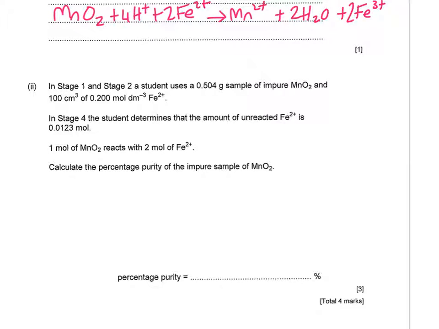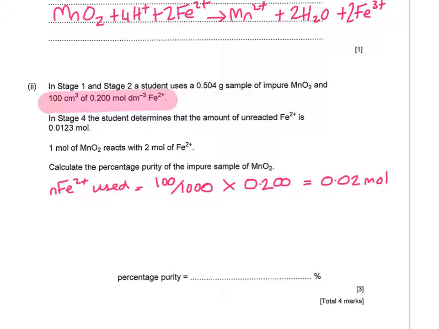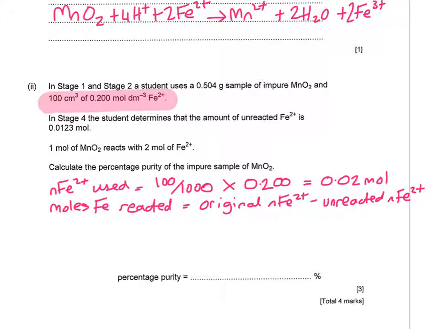it does actually ask you to use information from the previous stage, so you need to have that copied information or the original script in front of you, so you can refer back and forth between the screen and your script. So again, going for the data that tells me what I can work out the moles of, it's going to be Fe2+. So the number of moles of Fe2+ used is your 100 over 1000 to convert it into decimeters cubed, and then times that by 0.200. So again, n equals V times C from first year chemistry. So you get the moles of reacted iron by difference between the original amount of Fe2+ and the unreacted amount.